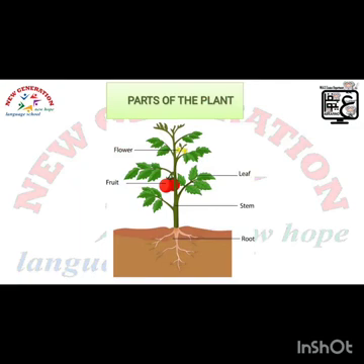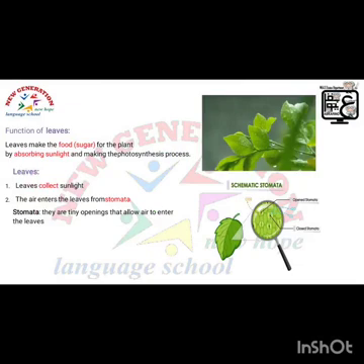Parts of the plant: roots, stem, leaves, flower. Let's start with the very important part in the plant: leaves. Function of leaves: leaves make the food, sugar, for the plant by absorbing sunlight and carrying out the photosynthesis process. Leaves collect sunlight. The air enters the leaves from stomata.